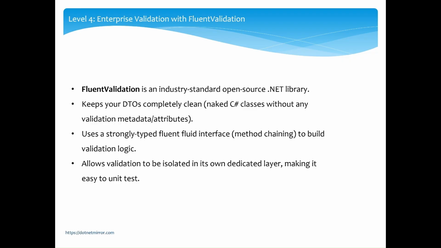To build clean enterprise-grade APIs, we step up to level 4, which is fluent validation. It is a popular industry-standard open source library that solves all the limitations we just discussed. It keeps your DTOs completely clean, meaning they remain naked C# classes without validation attributes cluttering them. Instead, you define your rules in separate dedicated validator classes using a fluent, strongly typed interface via method chaining. The separation makes your code remarkably maintainable and incredibly easy to unit test. I will cover more details on fluent validation in my upcoming videos.